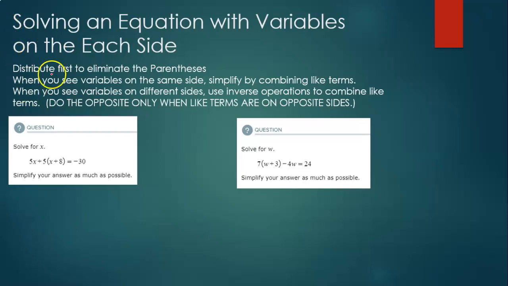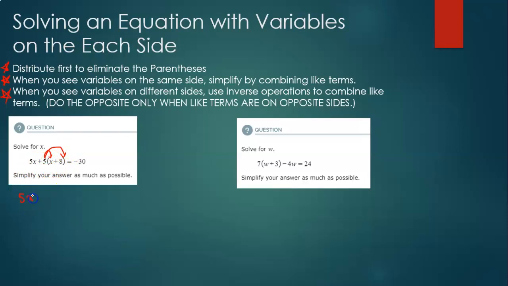All right, now let's put everything together. Distribute first to eliminate your parentheses. Combine like terms that are on the same side. Use inverse operations to combine like terms that are on opposite sides. Remember, we only distribute the thing that's right in front of the parentheses, and I don't add before I multiply.